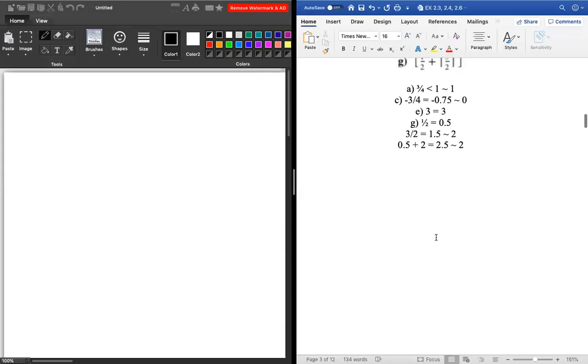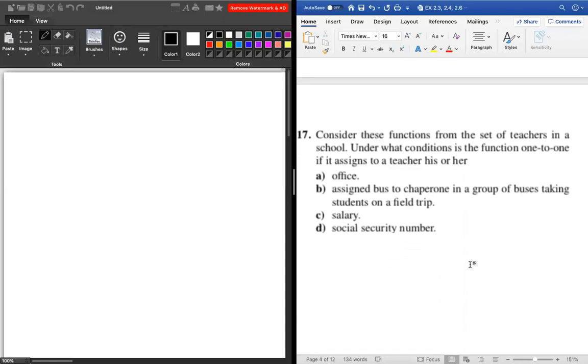Okay, let's move to the next question. We have question number 17 here. In question number 17, we consider these functions from the set of teachers in a school. Under what conditions is the function one-to-one if it assigns to a teacher his or her office?